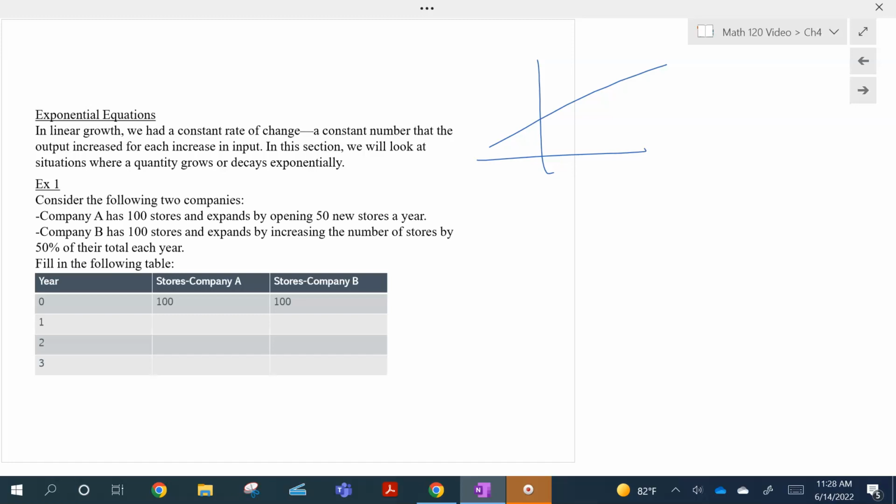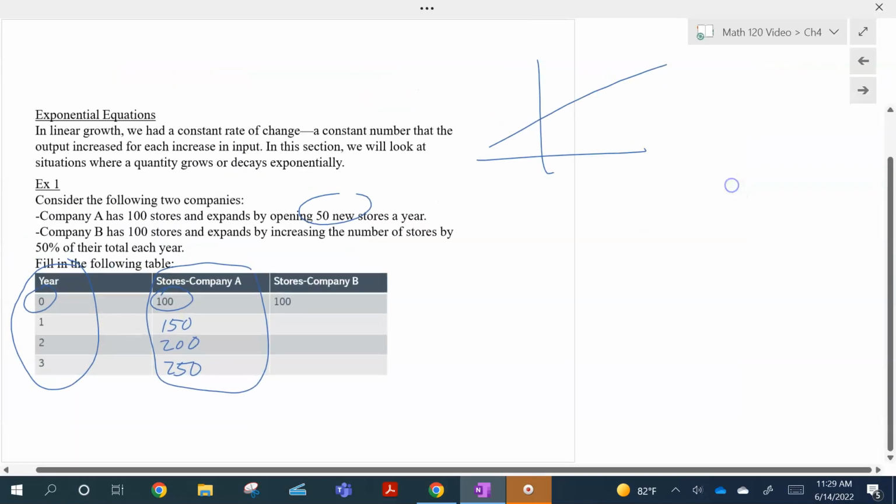So if you notice here, Company A has 100 stores starting out in year zero. Okay, this is Company A right here. In year zero, they have 100 stores. And then they open 50 new ones every year. So they've got this constant rate of change. So after year one, they'll have 150. 50 more after year two would be 200. 50 more after year three would be 250.